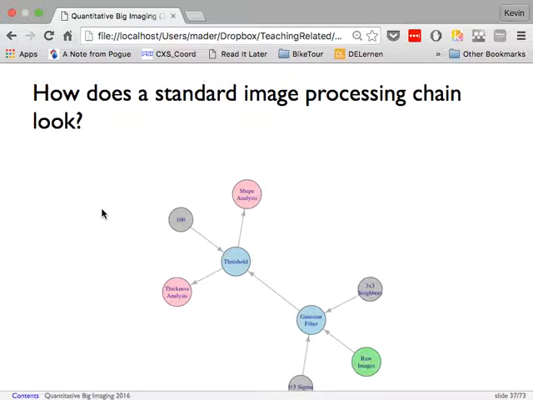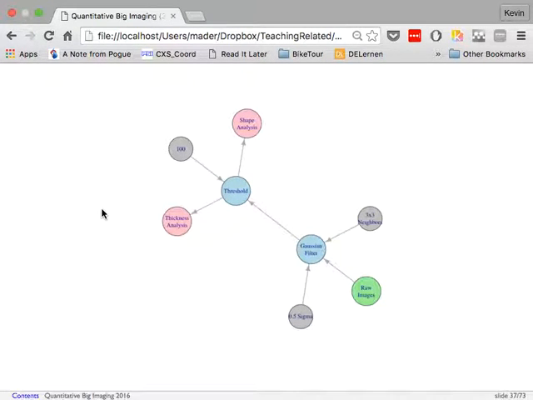So this graph is really just to see and have this directed acyclical graph view for how an image analysis workflow looks. And this is where we have the data as well as the parameters shown as different nodes in the system.